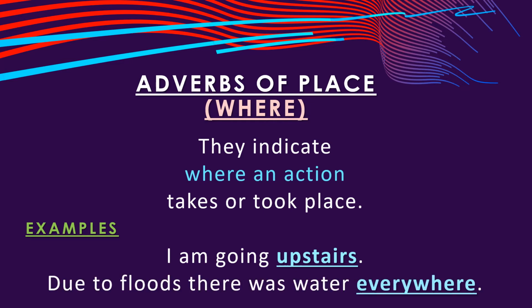Another example given here is, due to floods, there was water everywhere. So in this sentence, this word everywhere is an adverb and it is again answering the question where. Due to floods, there was water. Where? Everywhere. So everywhere is an adverb of place because it is indicating place.